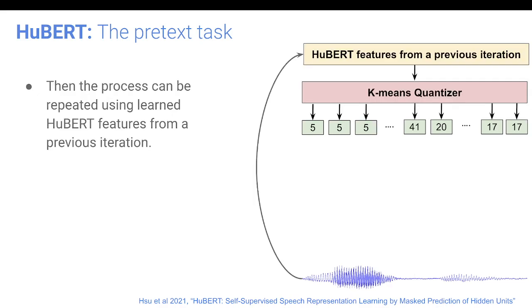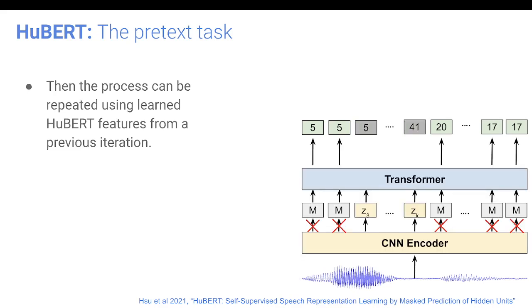Now, once we learn good representations of HuBERT, there is nothing preventing us from taking these HuBERT features from a previous iteration, running offline k-means again to get even higher quality target labels, and playing the same game again. Run the audio, do masking, and predict the masked time steps.